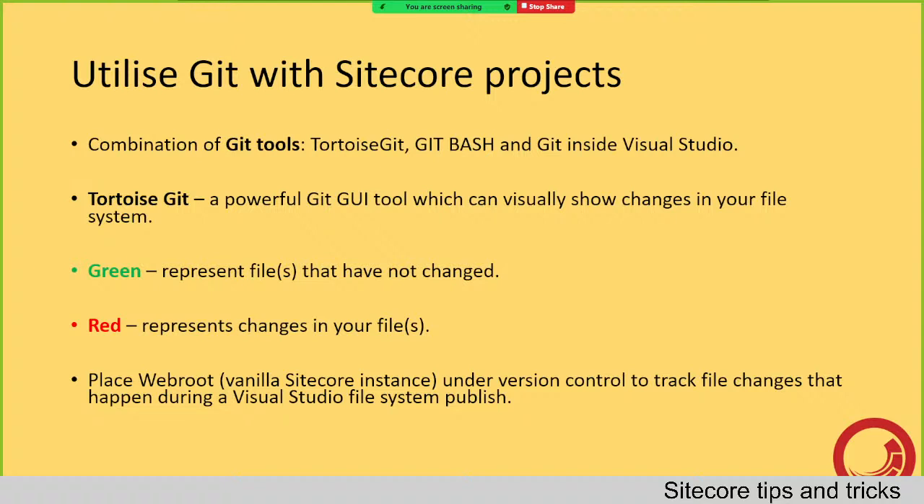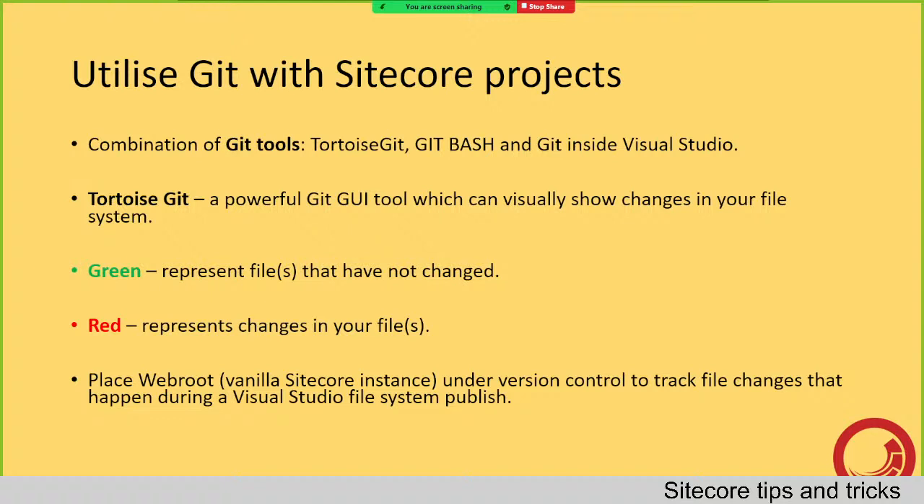So yeah, on to the first topic. So utilize Git with Sitecore projects. Over the course of my career, I've used many different Git tools, and they've all had advantages and pros and cons to them. Git, for people that might not be aware of what Git is, is a tool which allows you to track changes to files, configuration files, front-end files, CS files in your project. So it's a very powerful tool, and I've used Git in every single project I've been involved in.